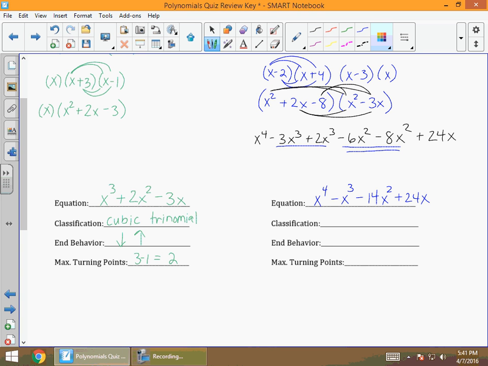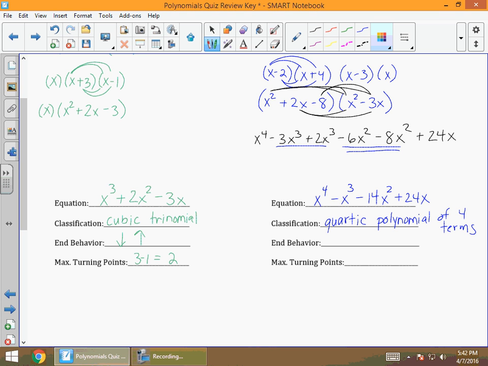The classification, a degree 4 is called quartic, not quadratic, quartic. Q-U-A-R-T-I-C, quartic. It is a quartic polynomial. And it has 4 terms, so it is a quartic polynomial of 4 terms.